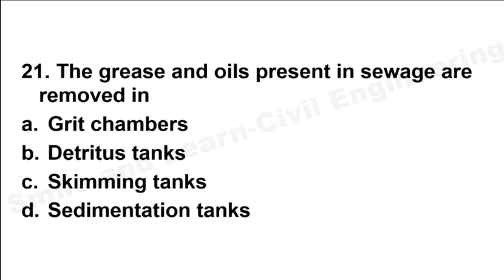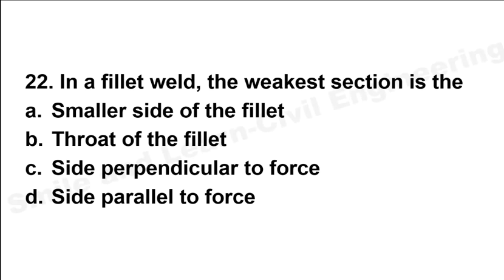Next question, question number 21, grease and oils present in sewage. This is one of the basic treatments given to the sewage after the grit chambers. First is screening, then grit chambers, then comes the skimming tanks. So option C is the correct answer, where grease and oils present in the scum which forms on top of the sewage material is removed in the skimming tanks. Next question, in a fillet weld, the weakest section, we all know the correct answer, is the throat of the fillet, option B.